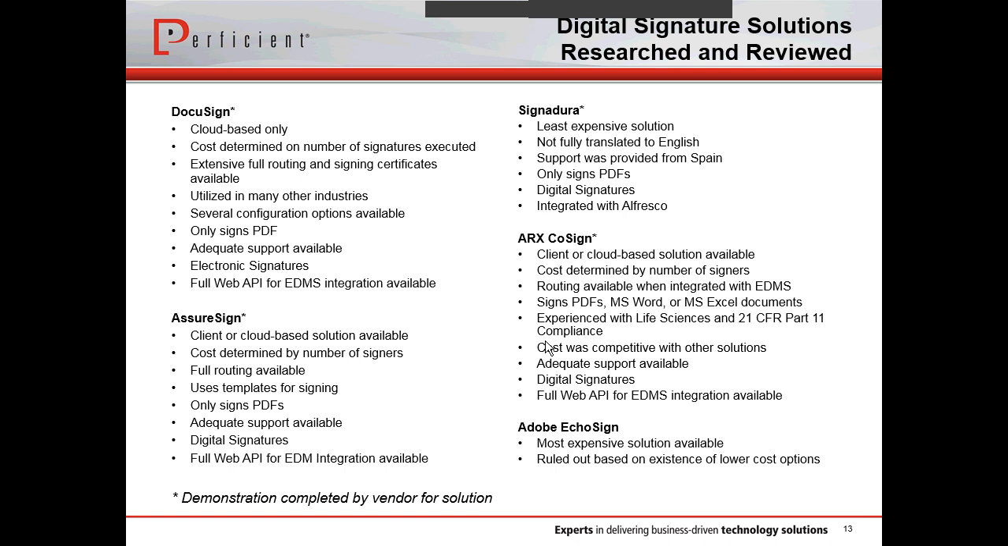We quickly ruled out EchoSign just based on the way that we were going to use the solution. It was the most expensive solution for us. And then Signadora was kind of our wild card. It's built on open source software, and it's actually manufactured by a company out of Spain. So we wanted to take a look at that. But DocuSign, AssureSign, and CoSign were really leading contenders, and they were all really good options in our mind.